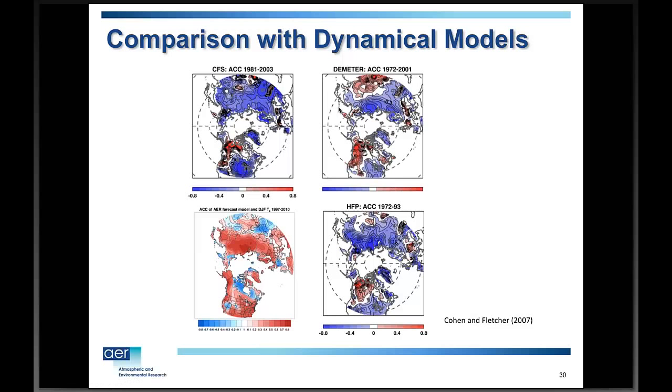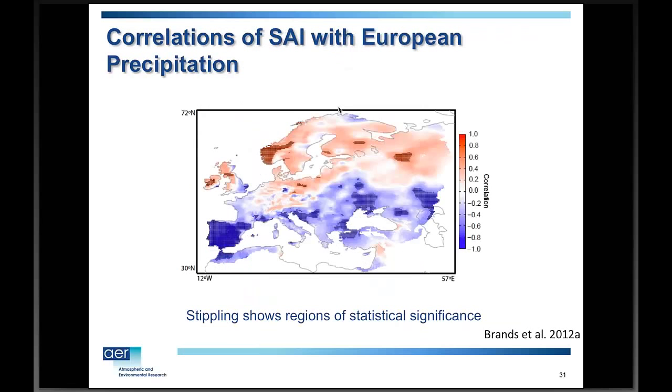So the models don't look really any different in their skill than the simple statistical linear correlation using an ENSO index. I show temperature, but here are the correlations. Europe much more than the U.S.